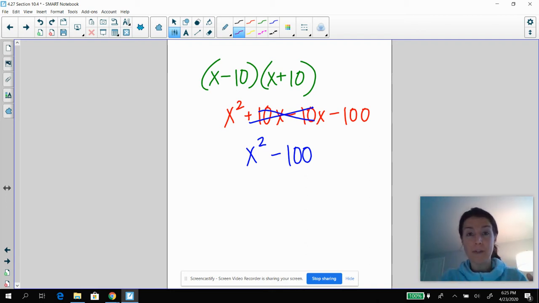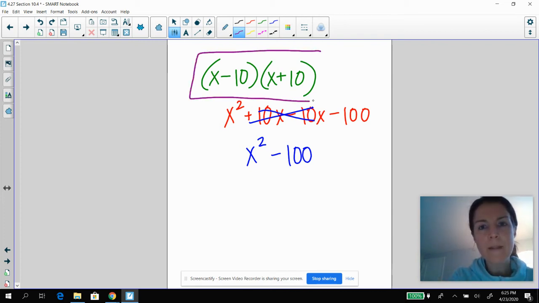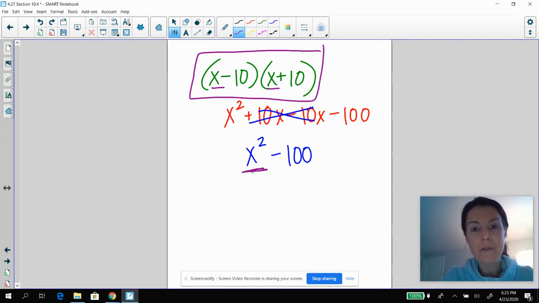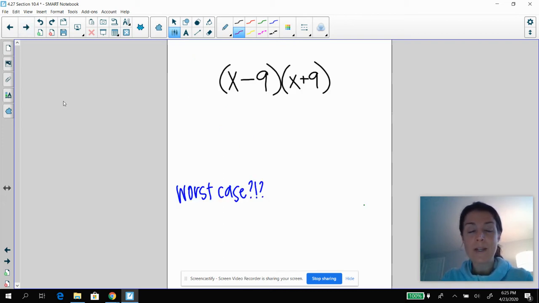So if we wanted to do this faster, and that's all this is, just a way to be a little bit more efficient, as opposed to going through and foiling things out, instead I can look at this problem and say, oh, I know that this is going to give me a product that's the difference of two squares. And so I know that it's this number squared, and then the second number squared, and then I take the difference of them. That's it. So if I gave you a problem like this, go ahead, pause the video, and try to do this using the difference of two squares pattern.